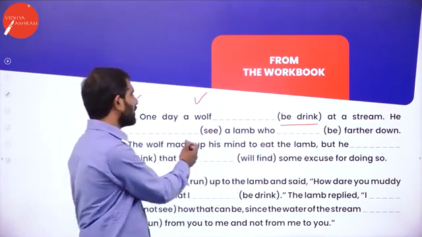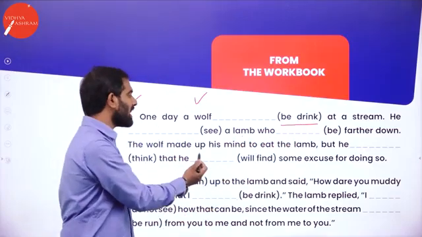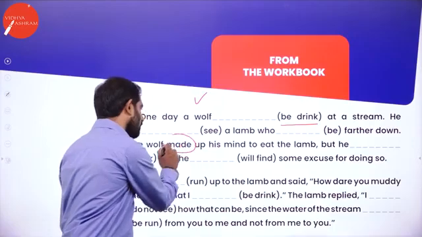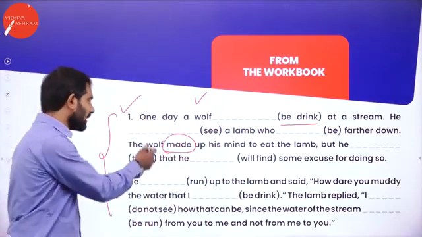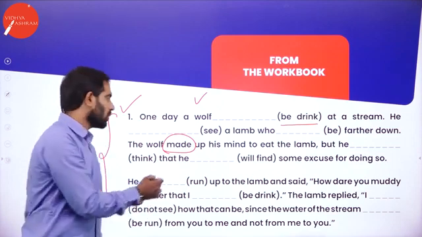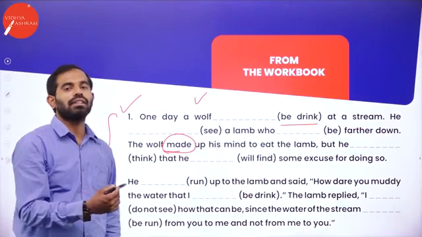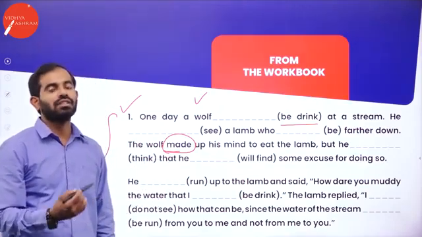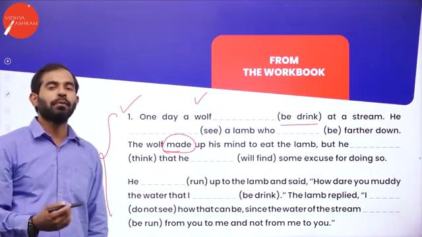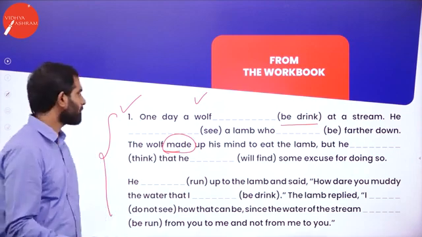He just dash a lamb who farther down. The wolf made up. Now the moment you read this, you have to know that the entire sentence is in past tense. So by knowing this, we have to conclude that this passage should be answered in past tense itself. In your examination, you need to answer this question in past tense itself.